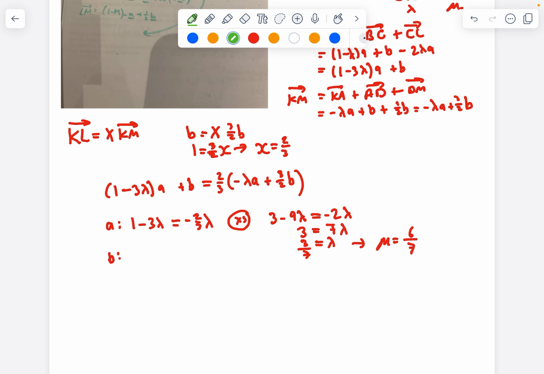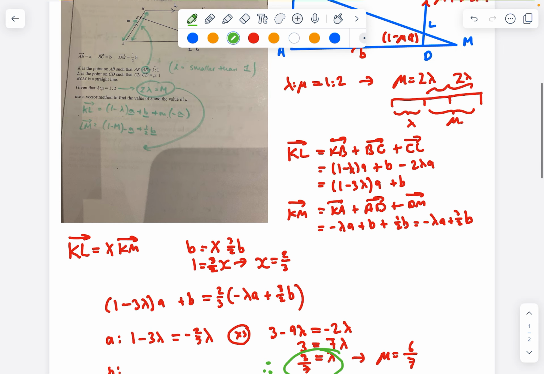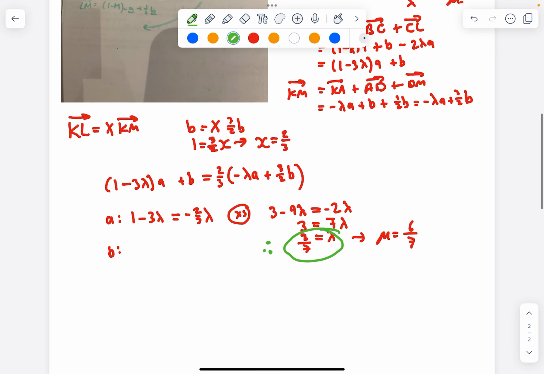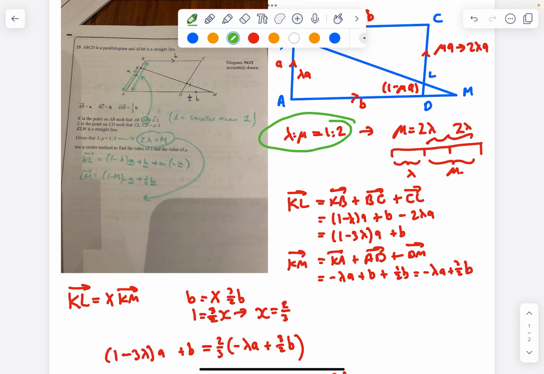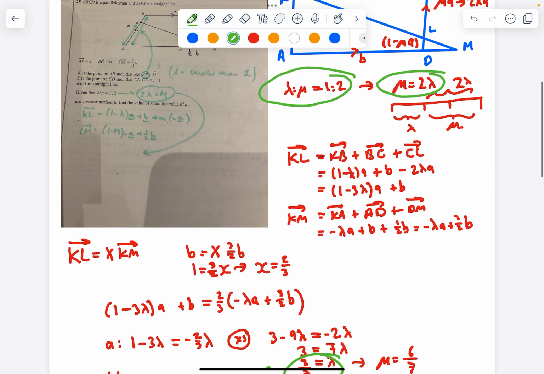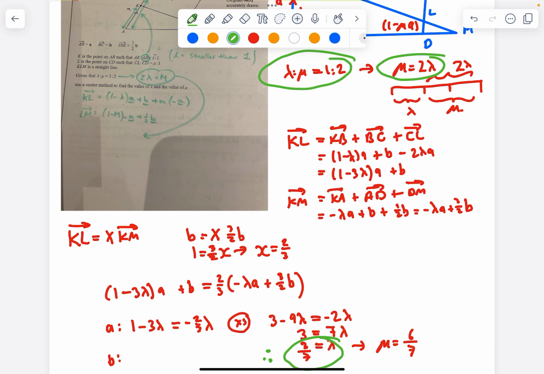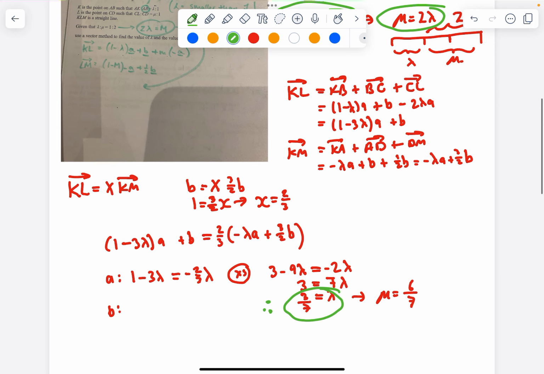But the final answer we want is the value of lambda. So, not an easy question. The key things were the ratio between lambda and mu, which lets us replace all of the mu's and leaves us with just one unknown. Once we've done that, it's pretty much like all the other questions. I've got one path and two paths, and then it's just a case of using this ratio.